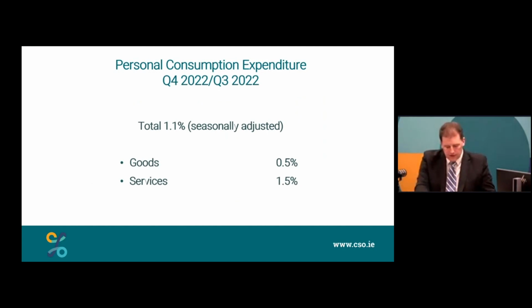The other elements of the expenditure side. So personal consumption is positive. Despite all the price pressures, the high inflation you see, for example, on the consumer price index around consumption, after prices are taken into account, we still have positive consumption of 1.1%, again driven by services.